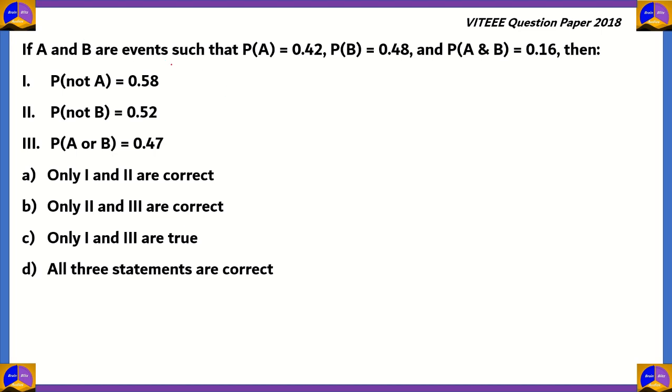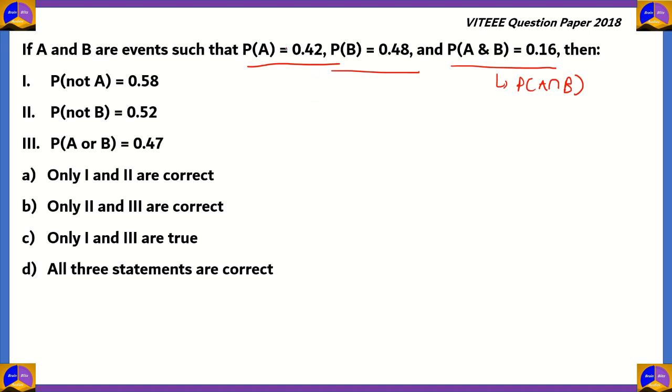If A and B are events such that P of A is 0.42, P of B is 0.48, and P of A and B is 0.16. Then we have 3 statements. We need to find out which of these statements are correct. So P of A and B is the same thing as P of A intersection B. That means the elements belong to both A and B.